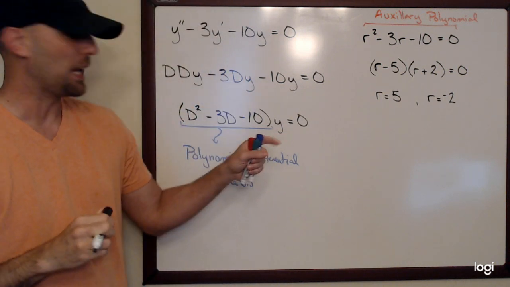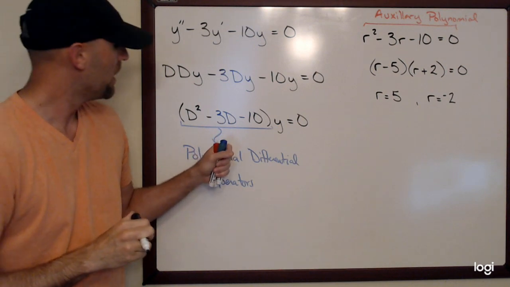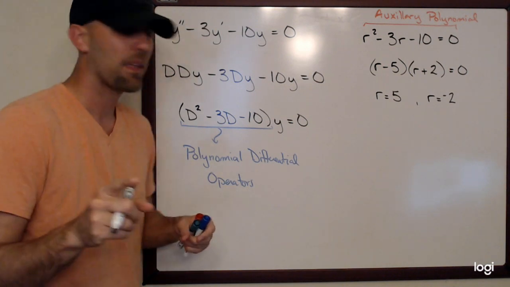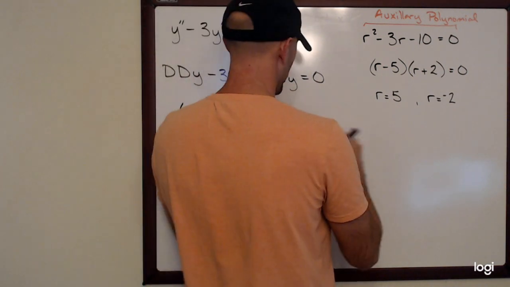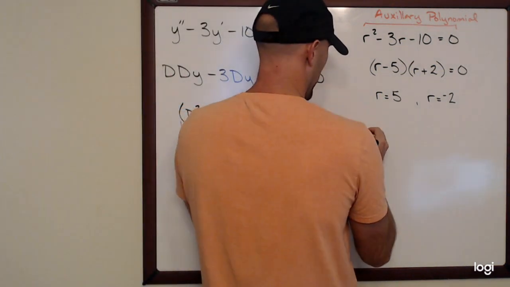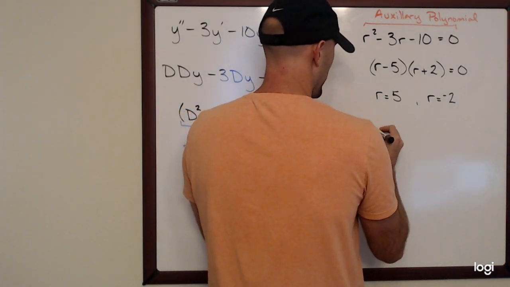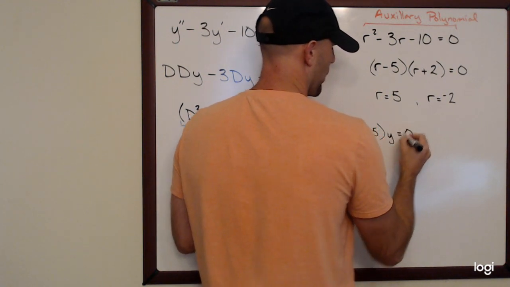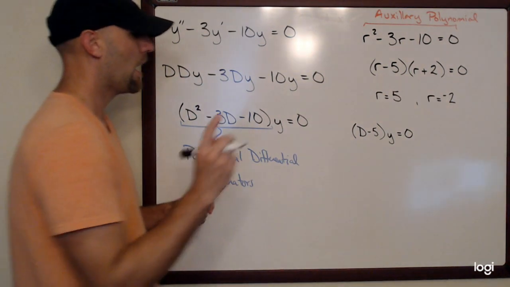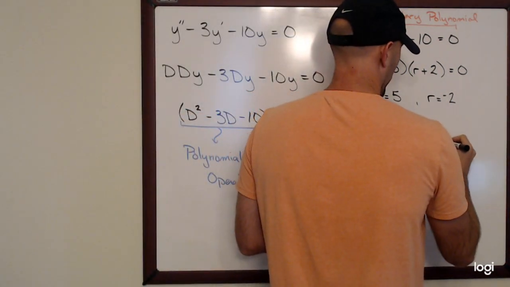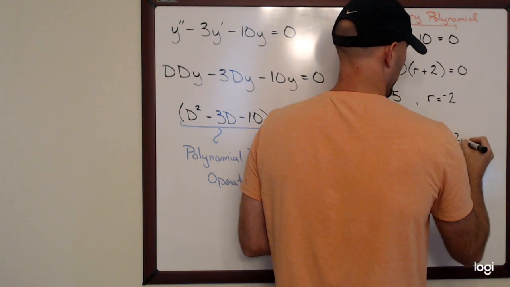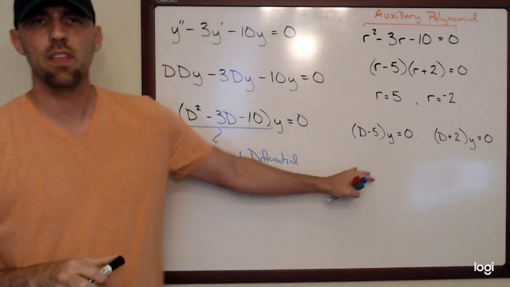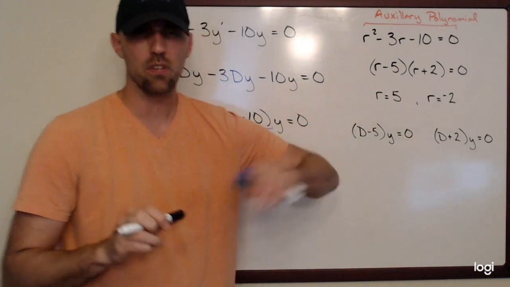Now, what that tells me, going back over here, is that the following two equations are true. Using this equation, it tells me that d minus 5 applied to y equals 0 is true. And it tells me that d plus 2 applied to y equals 0. Now I'm going to work one of these out completely, and then we'll just write down the solution for the other one because it'll be readily apparent.